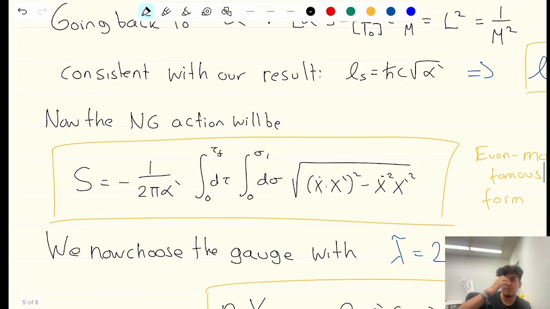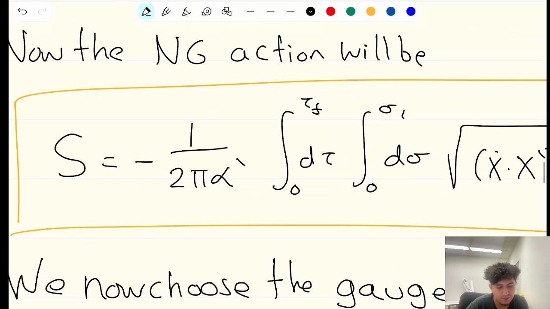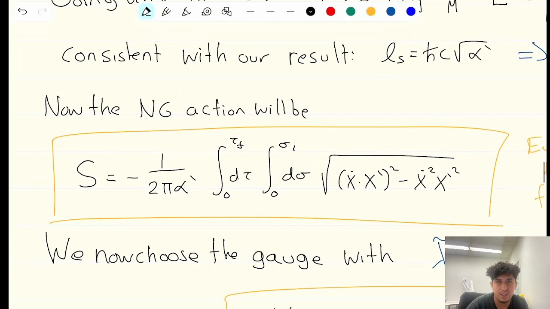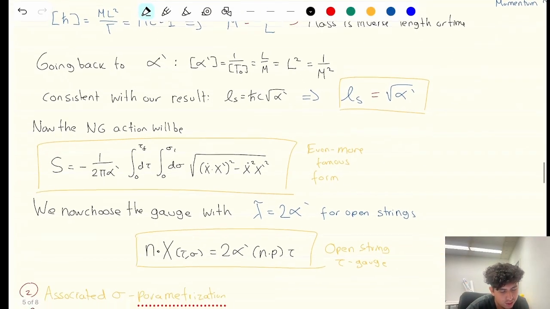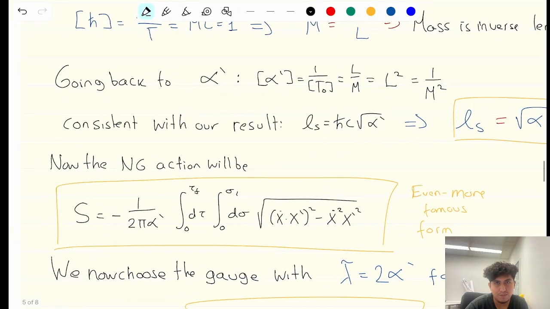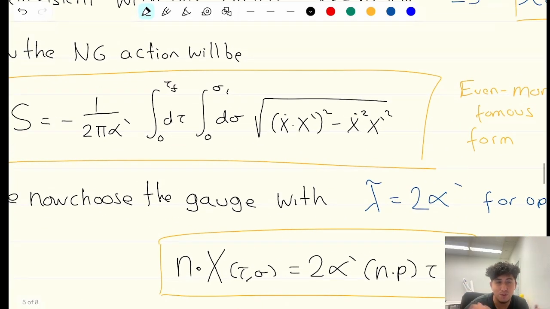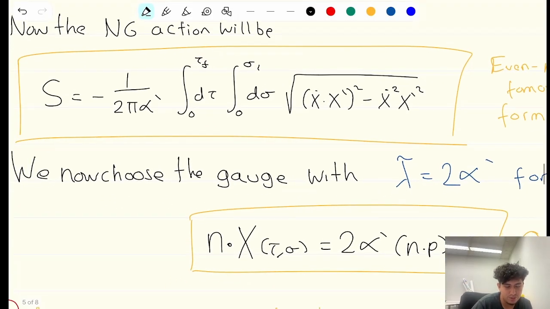Cool. And also we can simplify the Nambu-Goto action and just put it in this form. The only thing that we change is the constants, and any c or ħ that were in this action just disappear. It became 1. So this is even more famous, yeah. This is how usually as a theorist you would write the Nambu-Goto action.